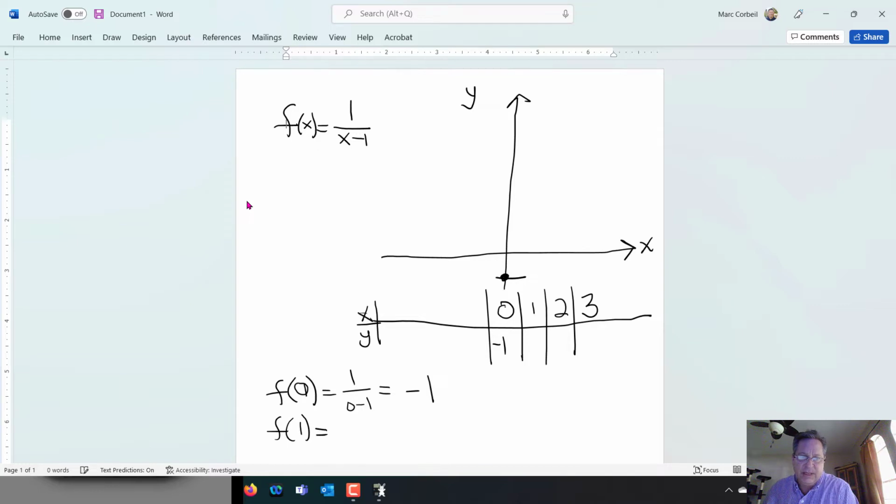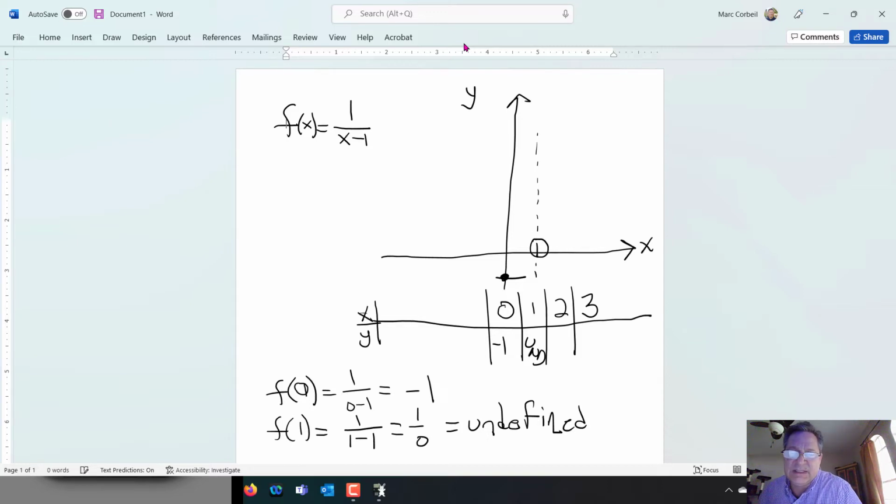F of 1, I'll give that a shot. 1 minus 1. Notice I get here 1 over 0. This is undefined. So I see that I have one undefined value. I'll just write that UND. And on my graph, at that 1, I'm going to put this dotted line up here. And we know from previous classes, this is very likely to be a vertical asymptote. So we'll do a little analysis of that later.